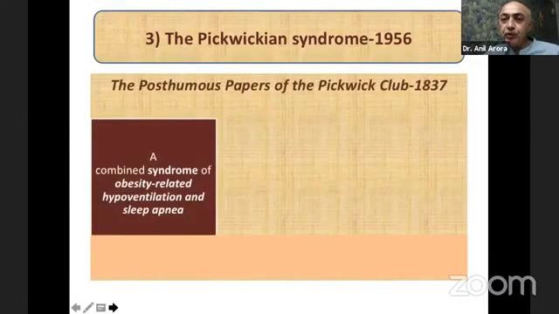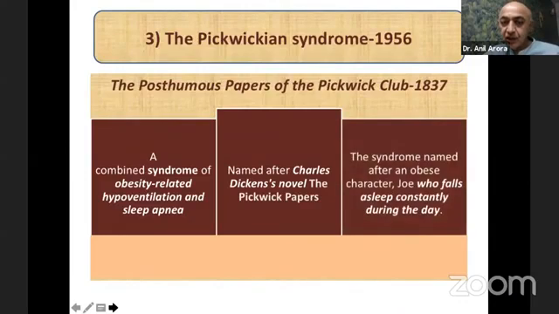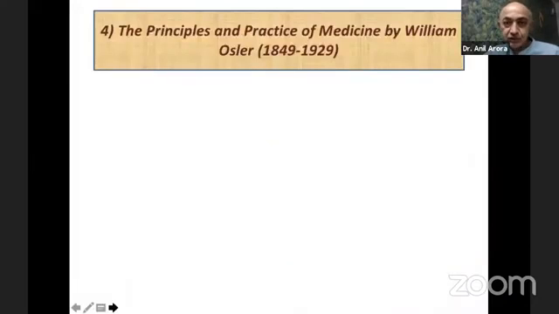Pickwickian syndrome in 1956 was a classical example in which, as all of us know, a combined syndrome of obesity-related hypoventilation and sleep apnea appeared in the Charles Dickens novel, The Pickwick Papers, featuring a guy who would fall asleep constantly during the day. So Joe's sleep problem is the origin of the medical term Pickwickian syndrome, which was the first association of obesity with the ill health of the human being.